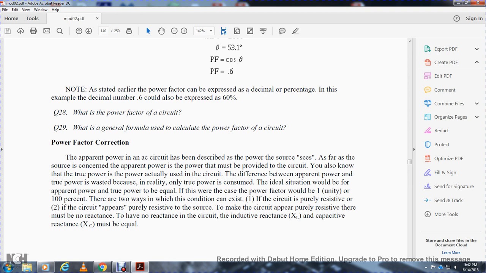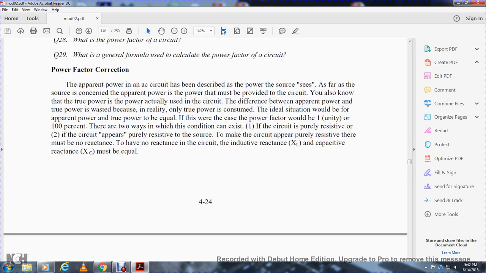The ideal situation would be for the apparent power and true power to be equal. If this were the case, then the power factor would be 1, unity, or 100%. There are two ways in which this condition can exist: one, if the circuit is purely resistive, or two, if the circuit appears purely resistive to the source. To make a circuit appear purely resistive, there must be no reactance. To have no reactance in the circuit, the inductive reactance and the capacitive reactance must be equal.